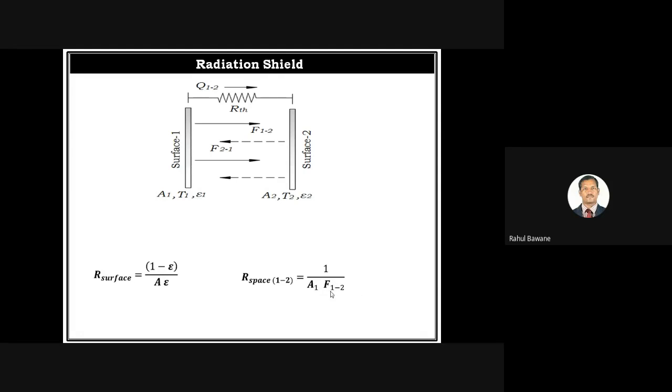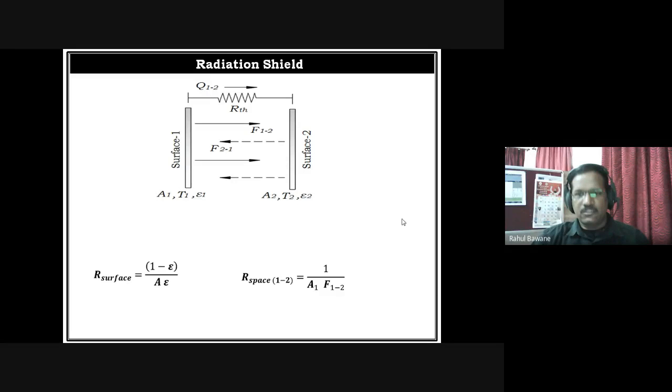And to calculate the shape factor, we have a number of properties, but for a flat surface, we know that the shape factor to itself is 0. Then use the summation rule and find out the shape factor from this surface to the second surface. So we know up to this only. Okay, now we will move on to the radiation shield.